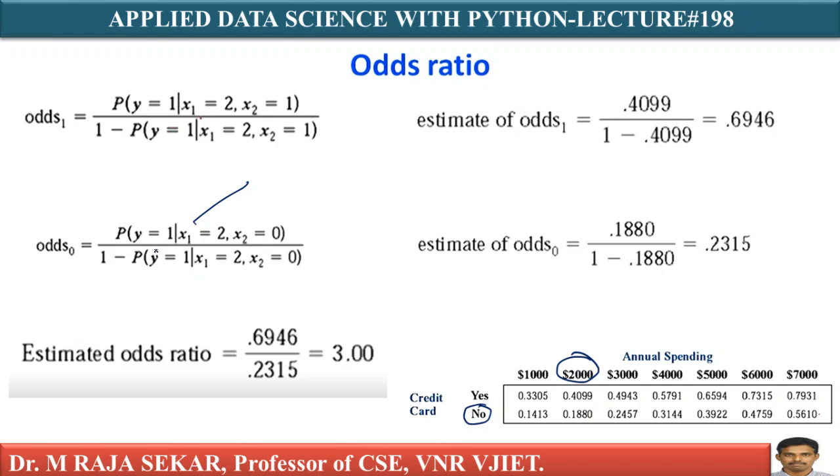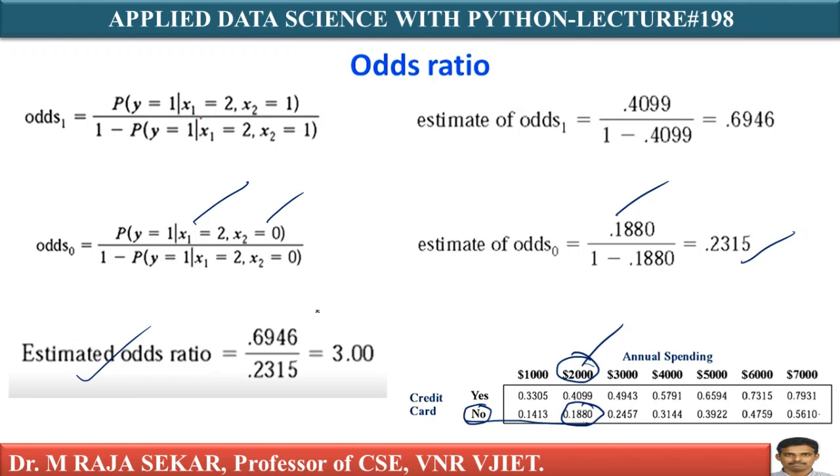$2,000, isn't it? What is that particular value? This one, 0.1880. This is, isn't it? x2 equal to 0 means no. No means no. $2,000 means this one. The probability of using coupon. This is the probability of using coupon; that's the value you are getting, 0.2315.